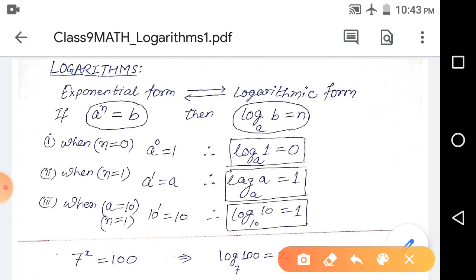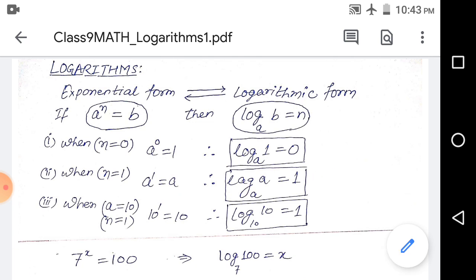Now we take here n equals 1. So if we put n equals 1, then a to the power 1 equals a. So in the place of b it is a. So it becomes log base a of a. See, in the place of b it is a. So log base a of a is equal to 1. Remember this always, that log base a of a is equal to 1.